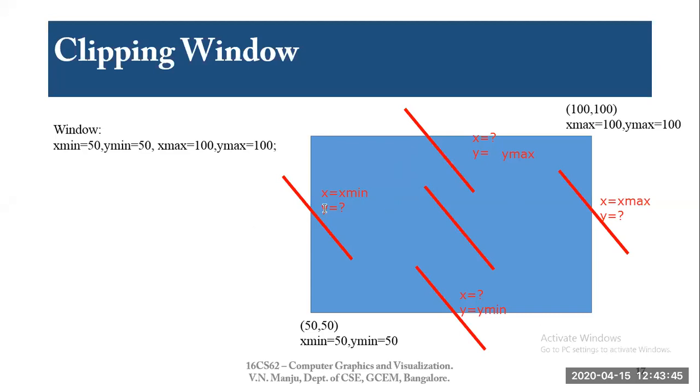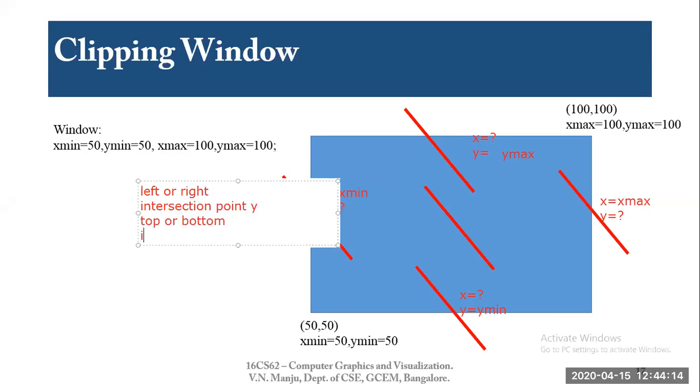See, look at this one. Something is common. When it is on the left or right, we have to find the intersection point of y. Can I justify it like that? Time is out now, another 10 minutes only. So when it is on the left or right, I have to find the intersection point of y. And when it is on the top or bottom, I have to find the intersection point of x.